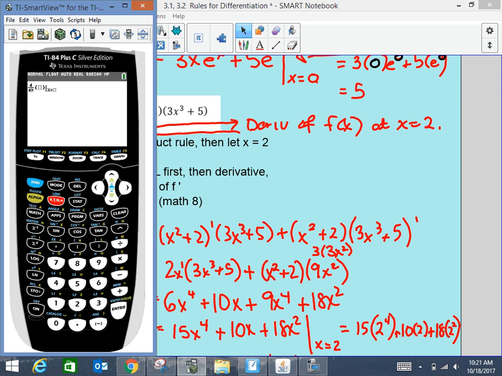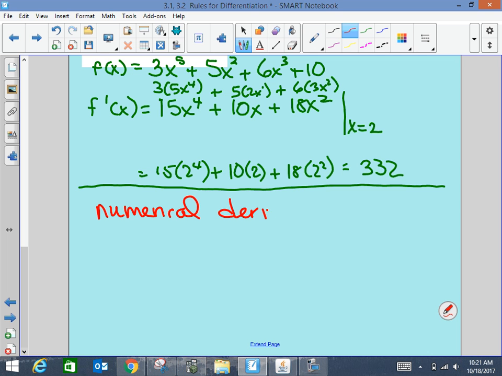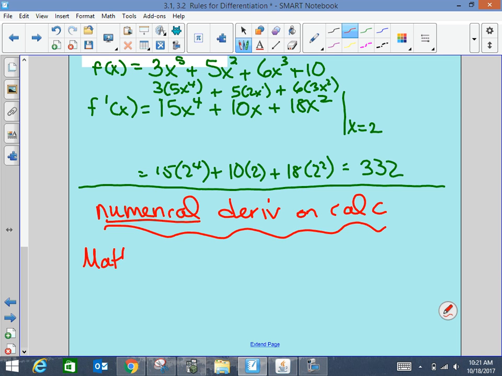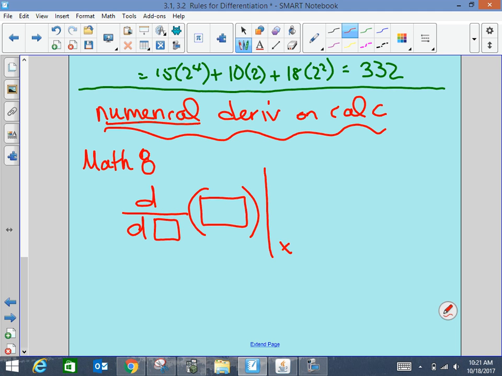Wow. All right. Okay, so this is how you find a numerical derivative on the calculator. Let me write this down here. Okay. Numerical derivative. Can't do a function derivative on here on the calculator. Okay. Math 8. We're doing the Leibniz d blank over dx equals blank. We got to fill in all those blanks.